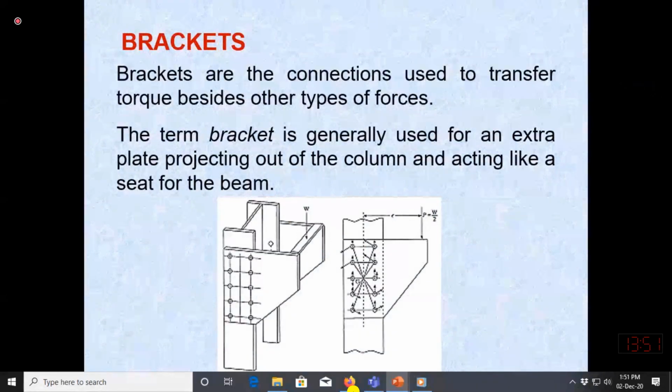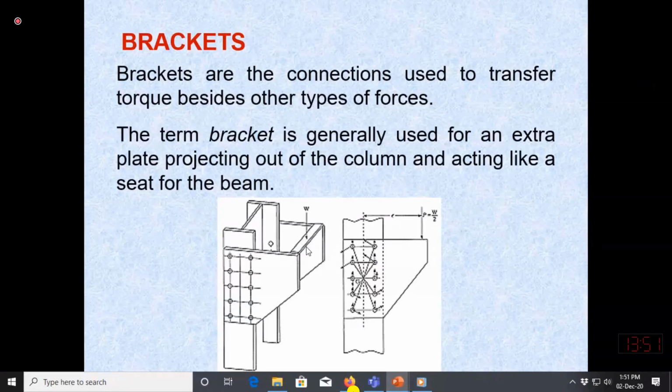So bracket. Here you will see that this is the column, and normally we have this plate, and some part of this plate is extended outside, and then we are connecting this plate with the flanges of maybe an I section or channel section. So load is applied at the ends of this plate. If the load is acting over here, there will be some twisting or torsion produced along this bolt. So this arrangement is called a bracket.